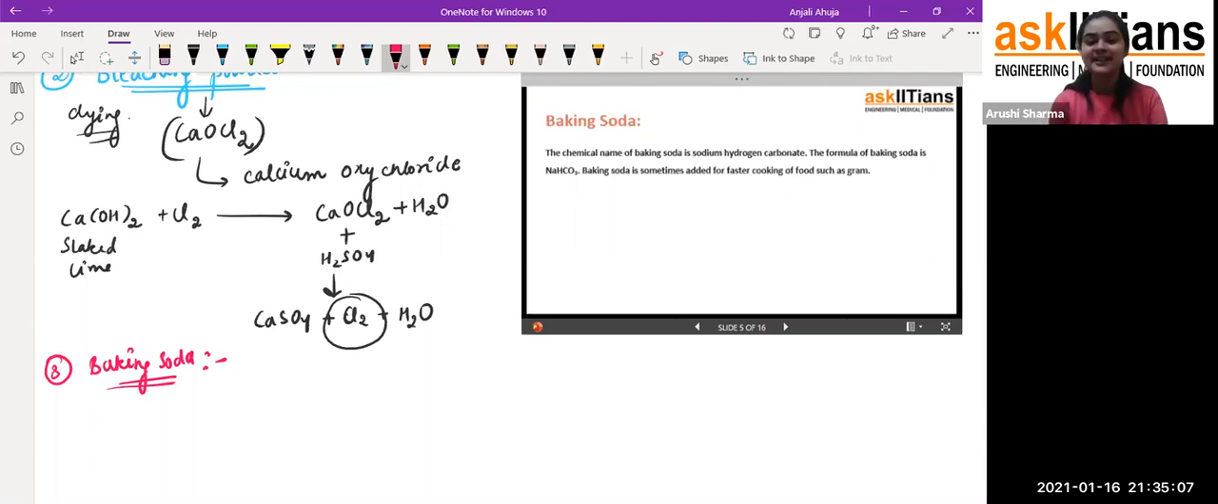So what is baking soda? Baking soda has a chemical formula, because we are studying chemistry right now, so we have to focus on that part. Baking soda is sodium hydrogen carbonate, and its chemical formula, if you see, would be sodium, that is Na, hydrogen, and carbonate. So this is the chemical formula of baking soda.